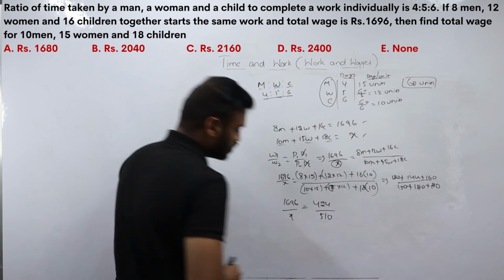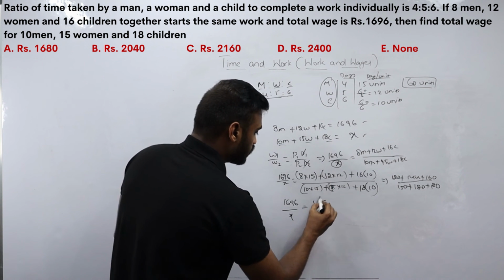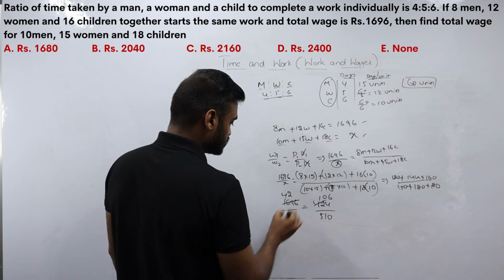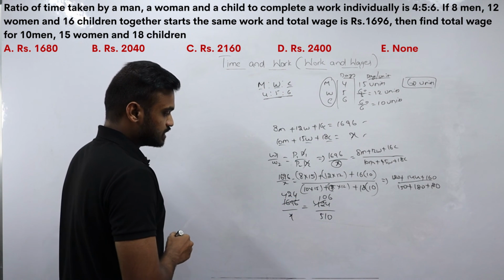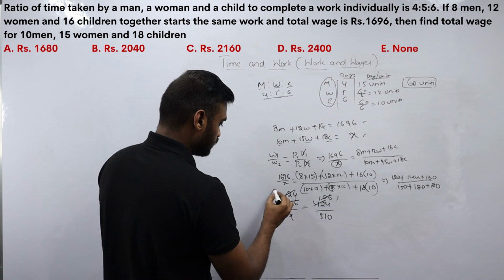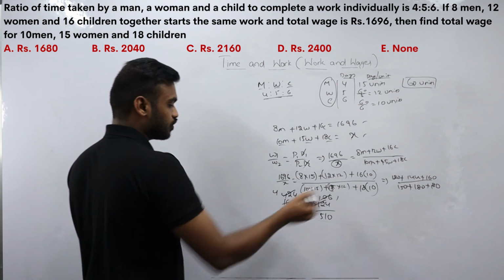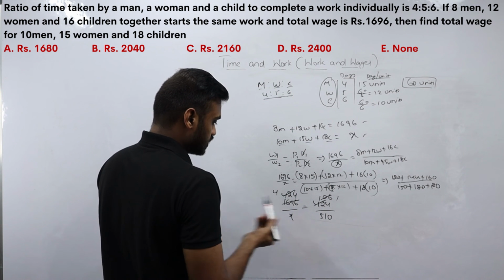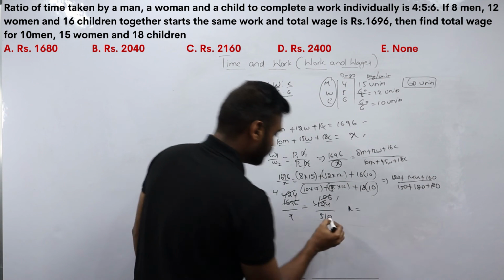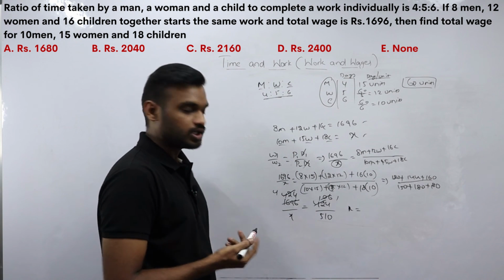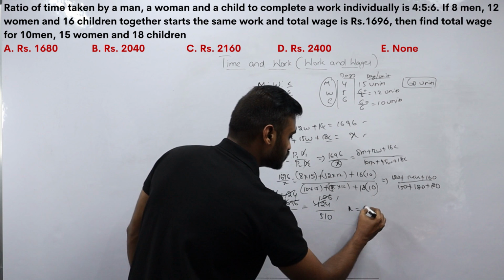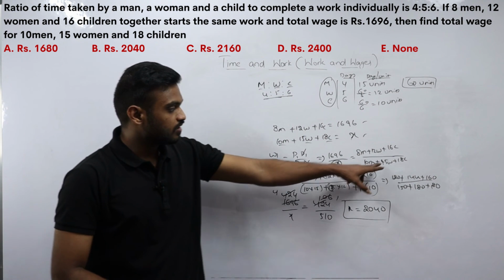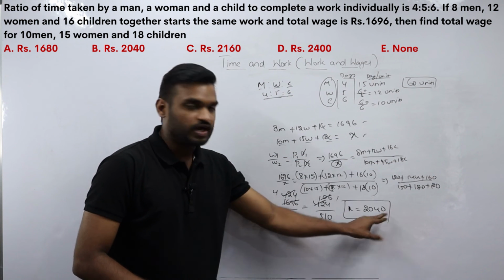So 424 by 510 equals 1696 by X. If I cancel this by 4, I get 106 into 4, that is 100 into 4 which is 400, and 6 into 4 which is 24, so 424. Now I will get X equal to 510 into 4, that is 500 into 4 which is 2000 and 10 into 4 which is 40. So X equals 2040 rupees. The total wage for 10 men, 15 women and 18 children is 2040 rupees.